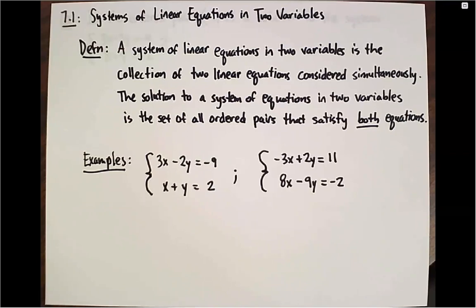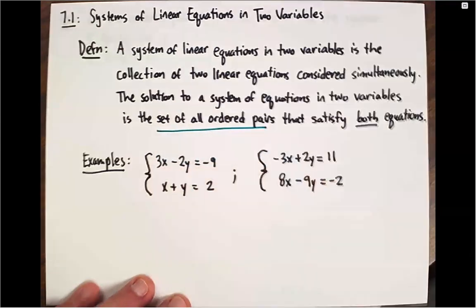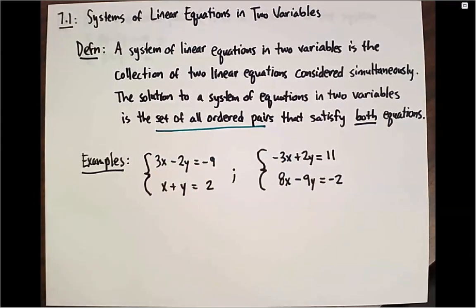The solution to a system of equations in 2 variables is the set of all ordered pairs that satisfy both equations. What does it mean to satisfy an equation? It means when you plug in the number for the variable, the left-hand side equals the right-hand side.